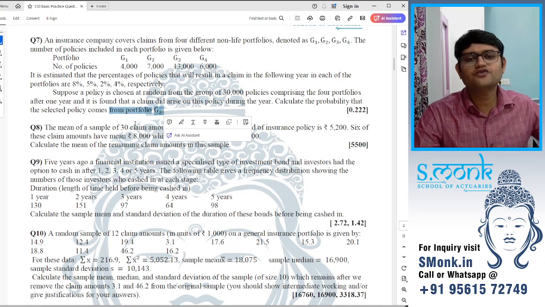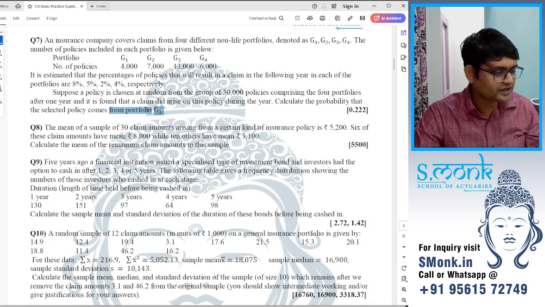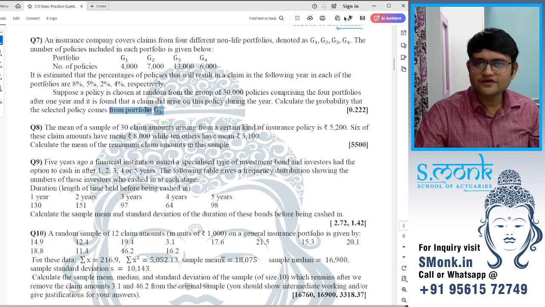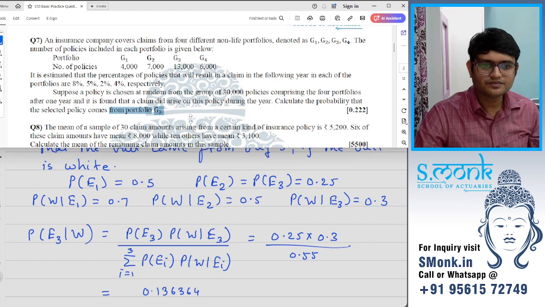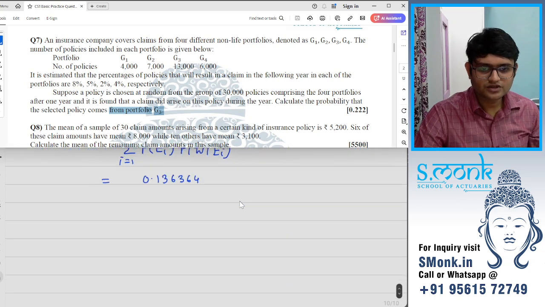So now we are going for the path. Where did that policy come from? That's the path that we are trying to figure out. So whenever we are trying to figure out the path, it is nothing but a Bayes theorem question. Okay, so let's write down the information.